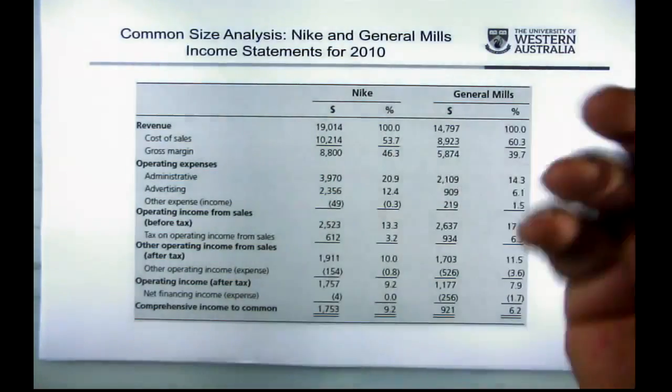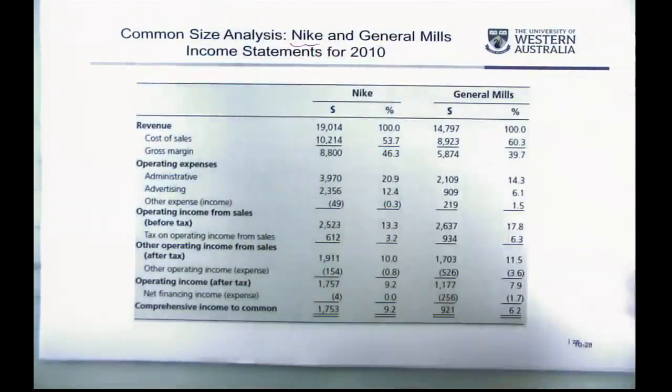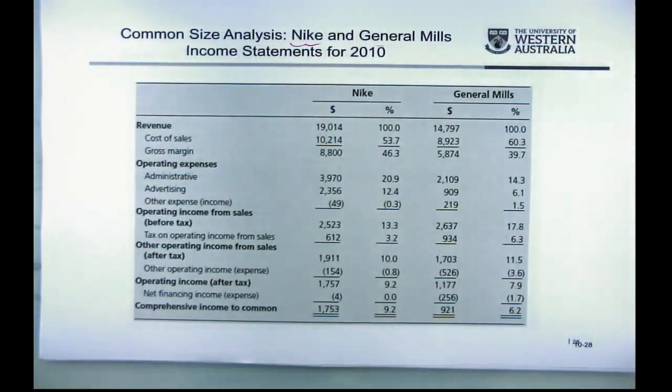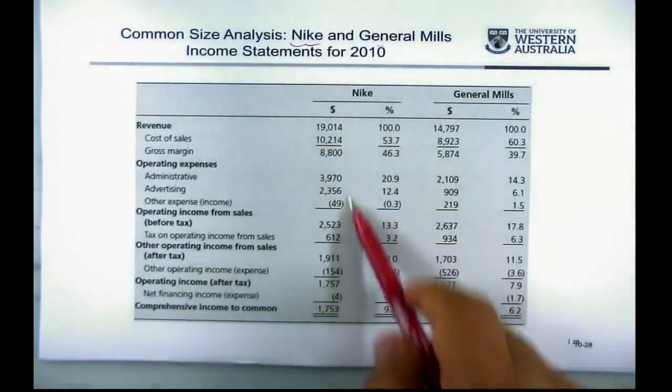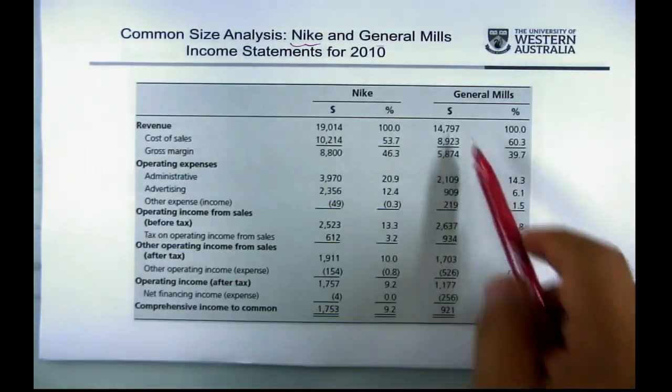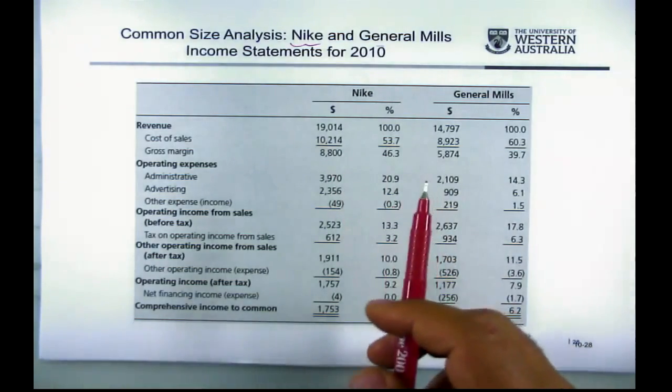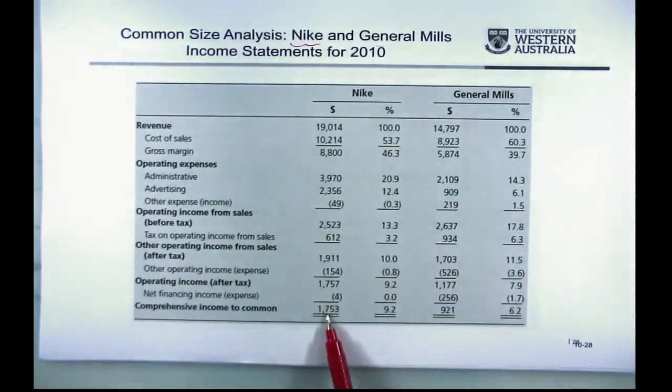Common size analysis for Nike and General Mills. This is the income statement. Common size analysis for the income statement. This is the income statement for Nike. This is the income statement for General Mills. Each item in the income statement is divided by revenues.